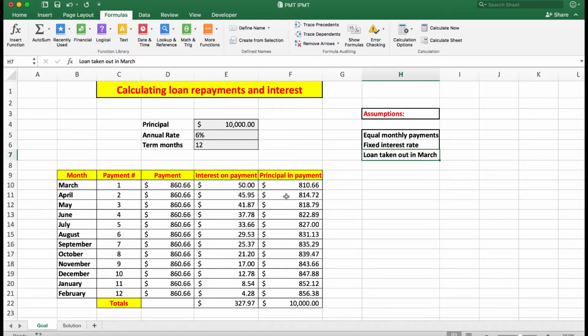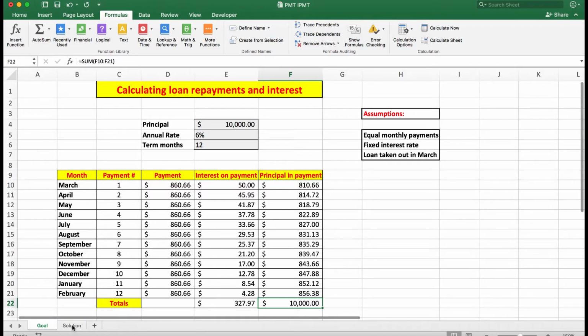There's a certain amount of interest on each payment that reduces each time because as I make each payment, the principal reduces in terms of what is still owing, and here the principal in the payment is the difference between the payment itself and the interest you've paid, naturally. And I've simply totaled that down the bottom here to prove that the principal in the payments is equal to the amount that you first borrowed.